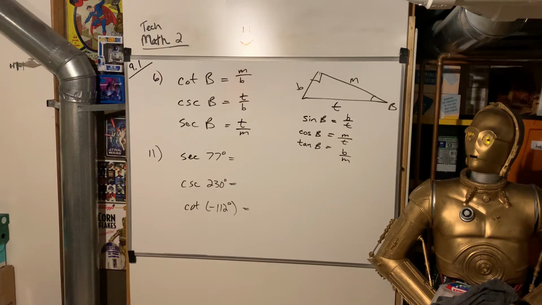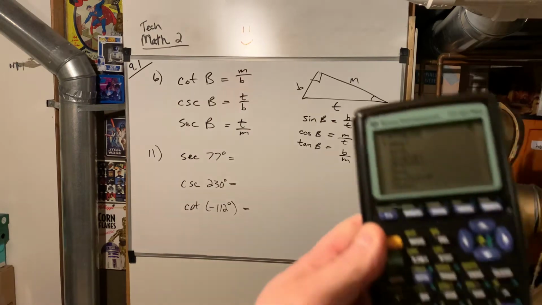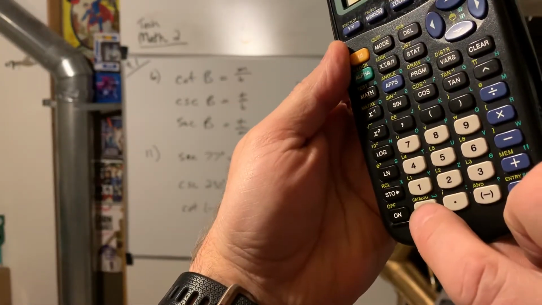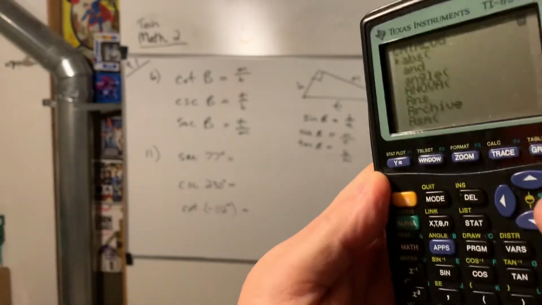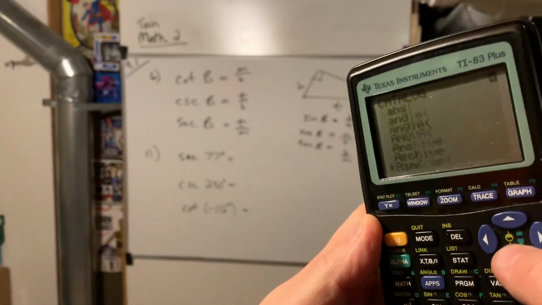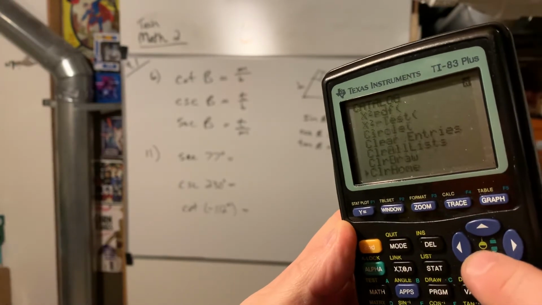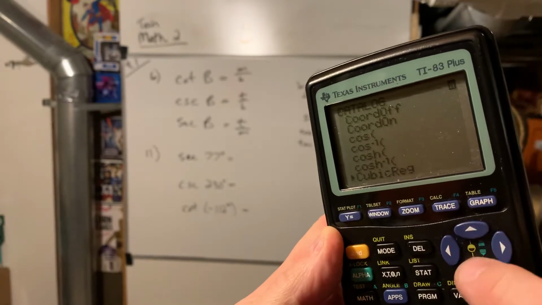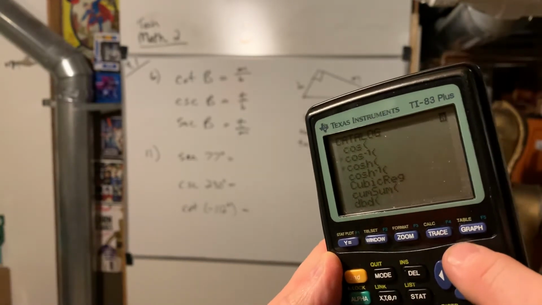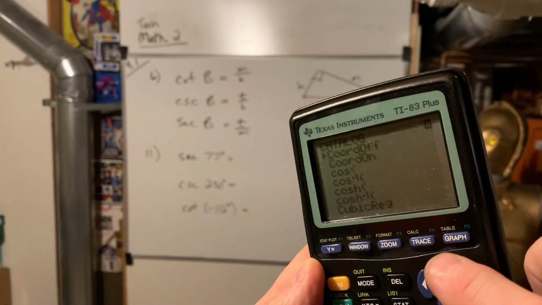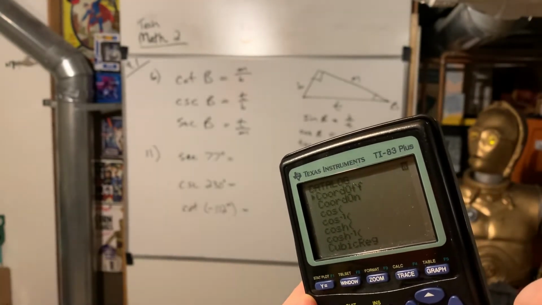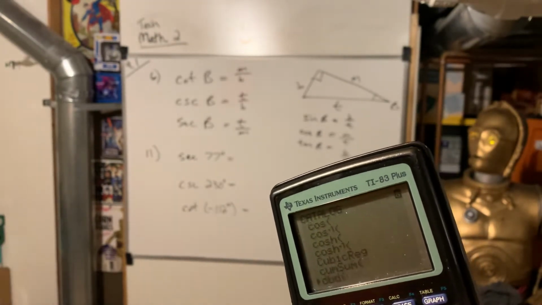So if you hit second and then 0, second and then the 0 is catalog, see? And that'll bring up the list of all of them, and you can just keep clicking down until you get to cotangent. Oh, maybe not. Oh, maybe they don't have it in here. Seeing cotangent, I'm seeing cosine.